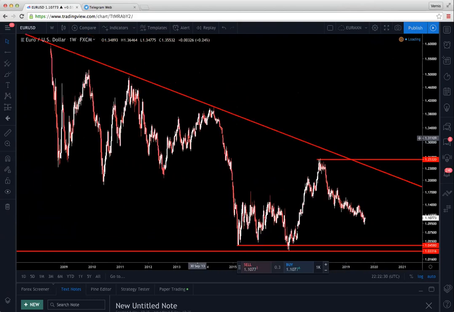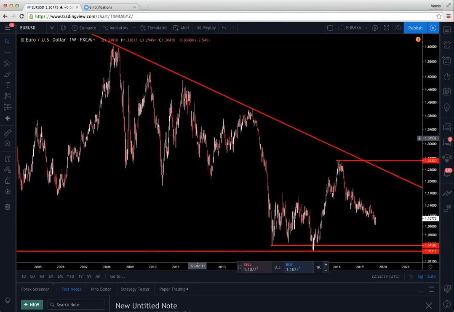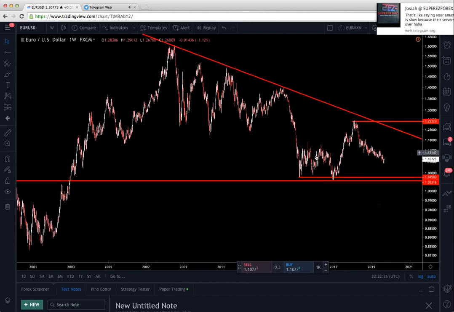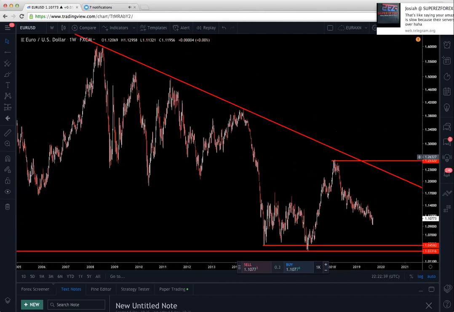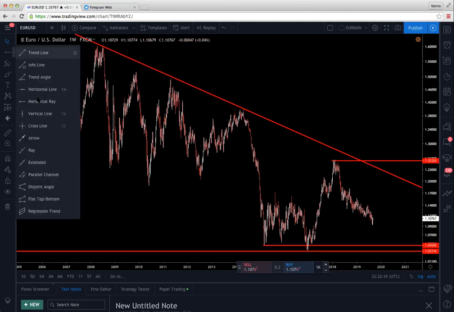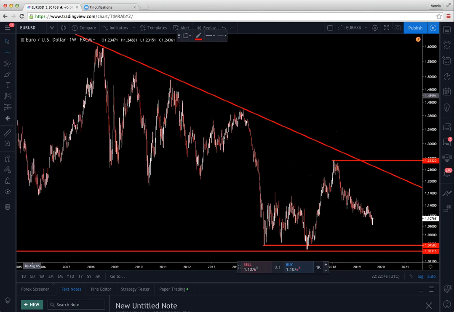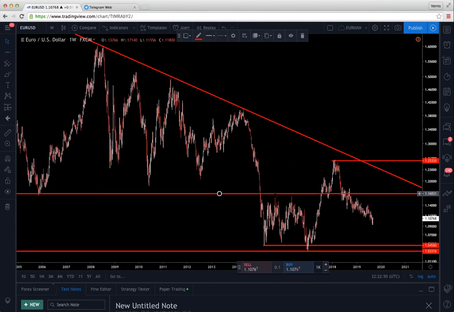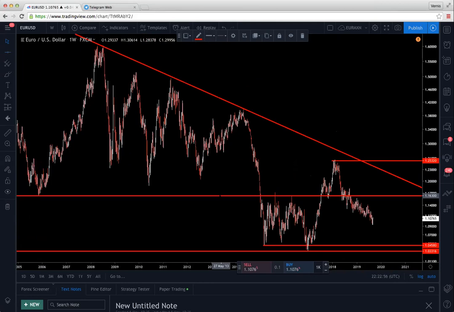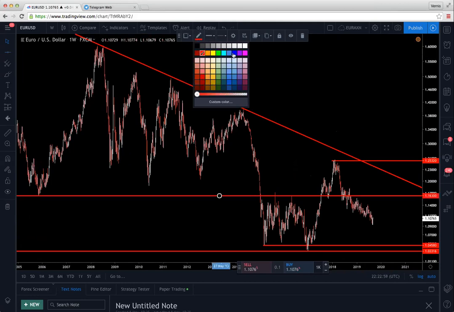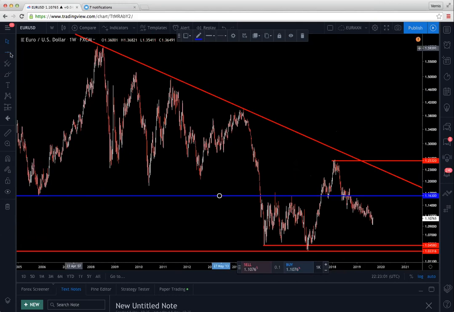Okay. What do I see on the weekly? Okay. So you can draw your support and resistance levels on the weekly. The weekly, you want to color them blue. So you can either do it right here. You can do another one right here. Okay, that's good enough there.